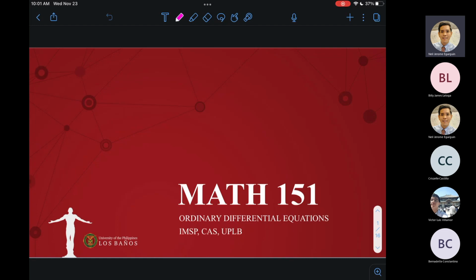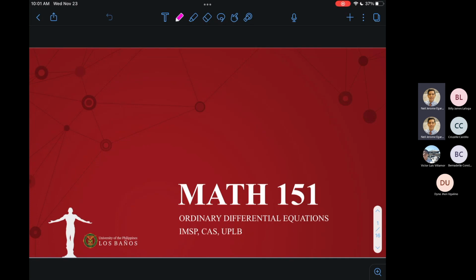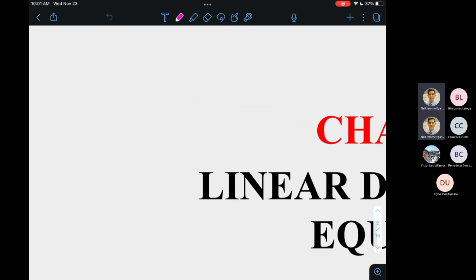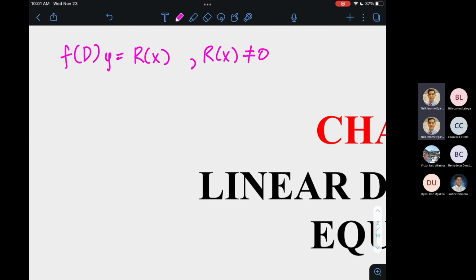So just a quick recap. Last time we talked about, actually natapos na natin yung dalawang methods on how to solve non-homogeneous GLDEs. But we noted that whenever solving a non-homogeneous general linear differential equation, say f applied to d applied to y equals r of x, right? Where r of x is not equal to 0, or it's not identical to the zero function, meron tayong ilang mga steps na sinusunod. Actually, there are two general principles that are in play here.